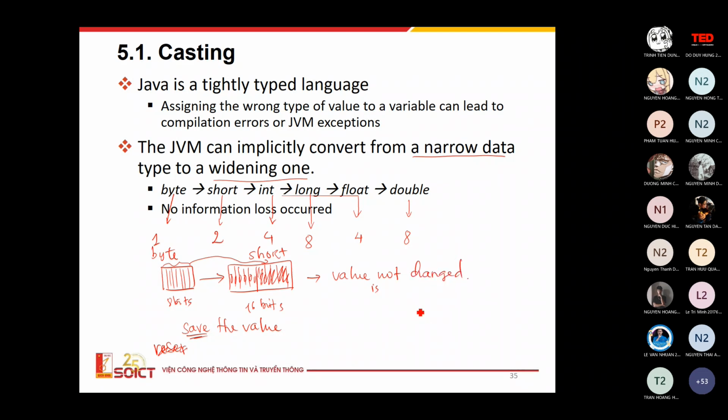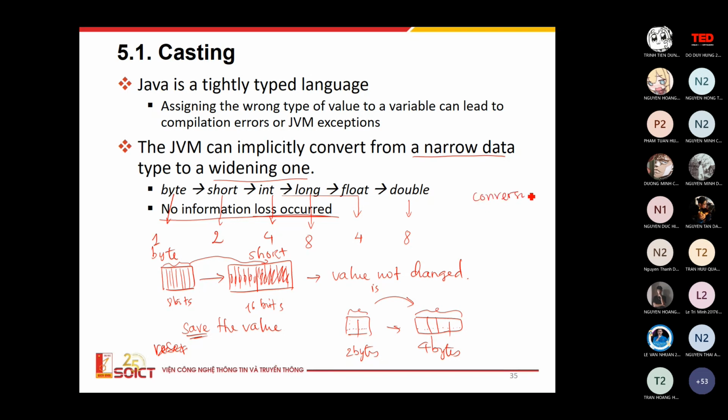For example, the same when you want to convert from short to int. That means you move from 2 byte to 4 byte. You just move the value from this 16 bit into 32 bit. So the value is not changed. The value you store in this memory, you move to this memory, the value will not change. Okay, so no information loss occurs.